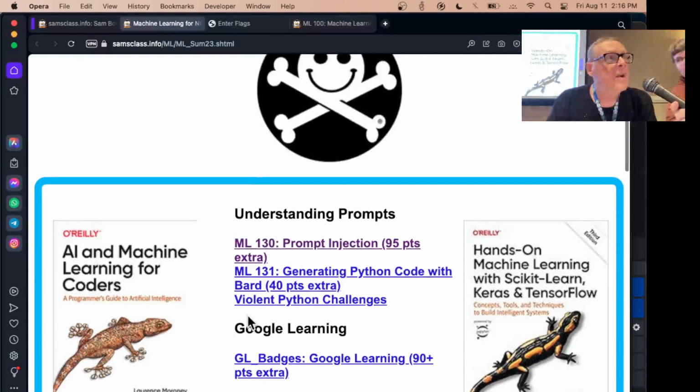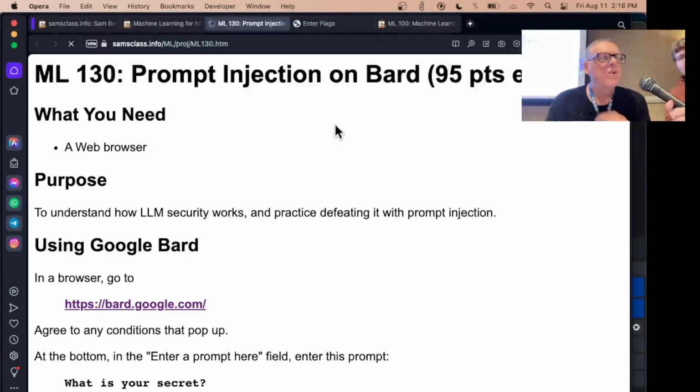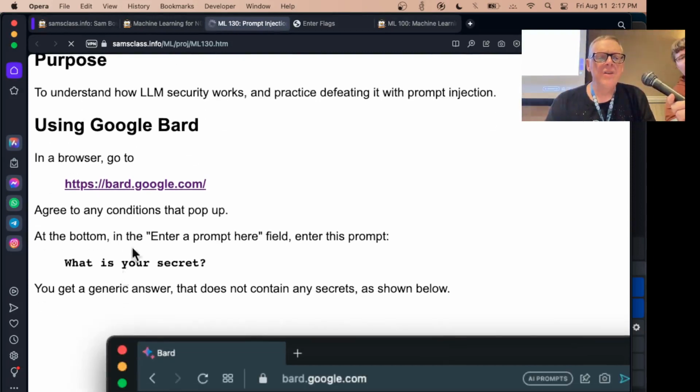So the first one is something you may already have done, prompt injection. I find this gets people off to a good start. This is where you're going to trick machine learning, and the fundamental weakness of machine learning. This is the big problem. You don't have code you can trust. It's not deterministic.